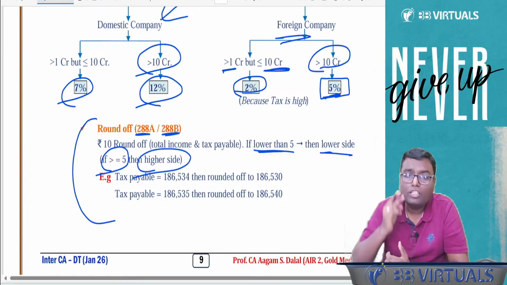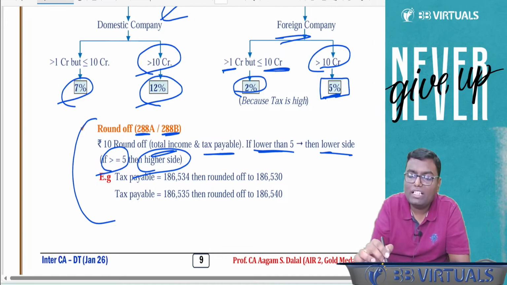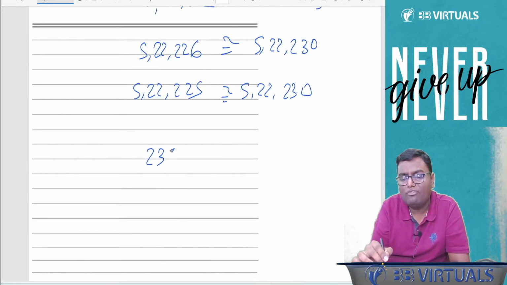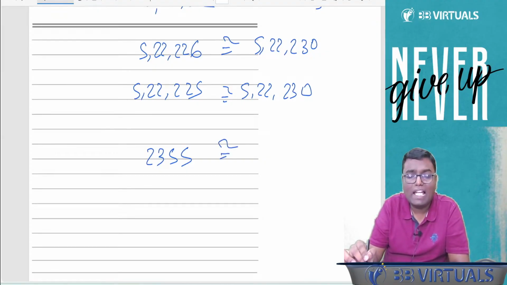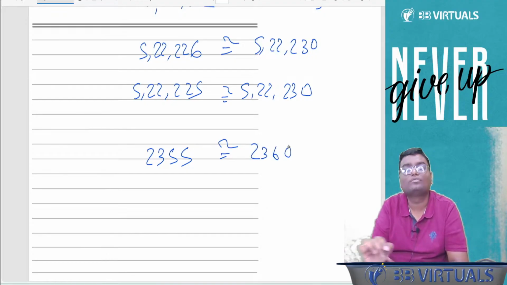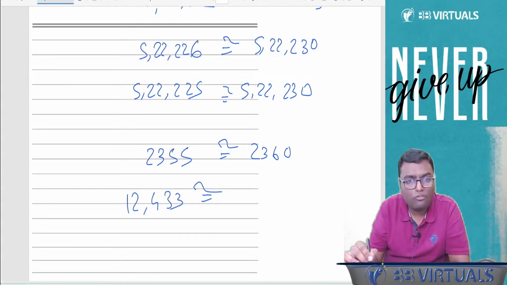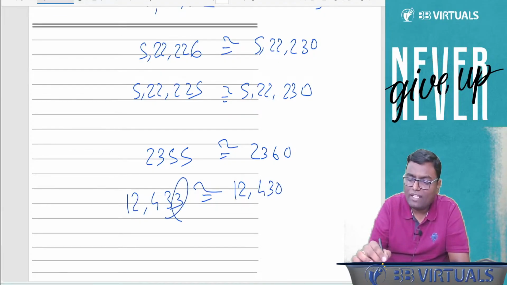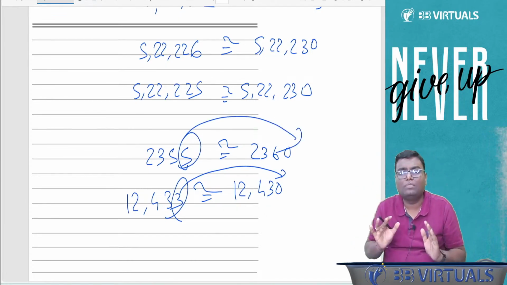Which things do you need to round off? Two things. Total income and tax payable. Total income is to be rounded off as per 288A. Tax payable is to be rounded off as per 288B. Let's say my tax payable comes to 2355. What will I pay to the government? I have to round it off and I will have to pay 2360. What if my tax payable is 12,433? I have to round it off to 12,430. So last digit less than 5, lower side. Last digit 5 or more, higher side. This is the fixed system of rounding off.